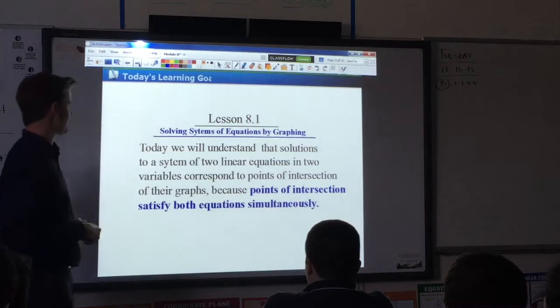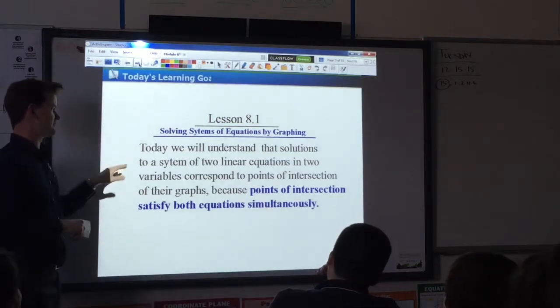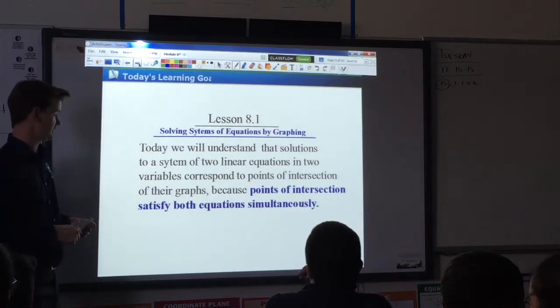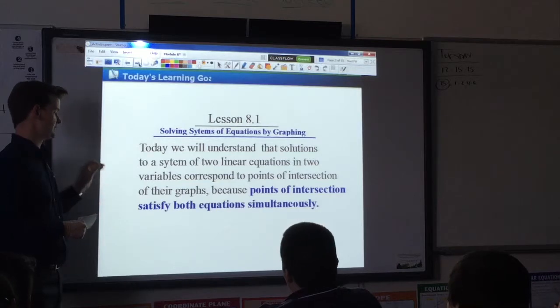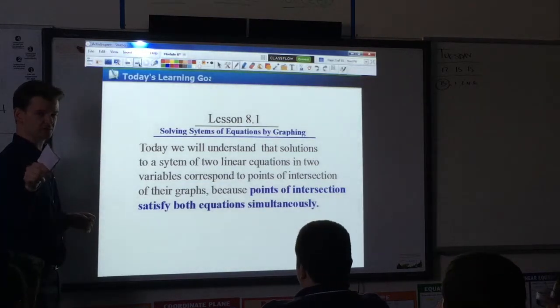Today, we are going to start Module 8, Solving Systems of Equations by Graphing. We will understand that solutions to a system of two linear equations in two variables correspond to points of intersection of their graphs, because points of intersection satisfy both equations simultaneously.